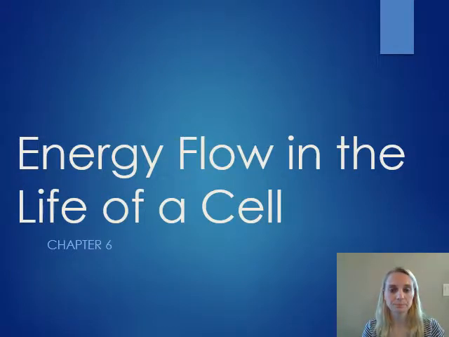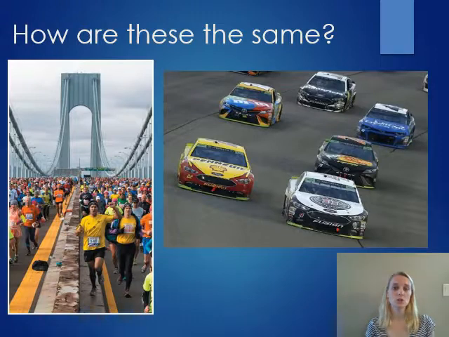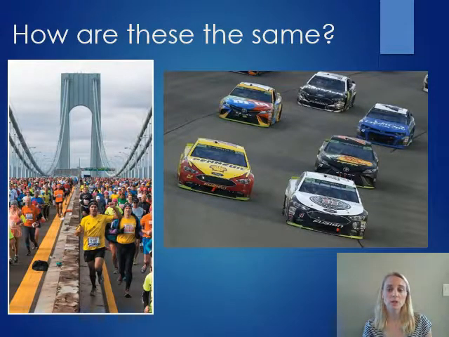Okay, so I have my introductory picture here showing some marathon runners running across a bridge compared to some race cars going around a track. So my question is, how are these the same? What's going on between these living organisms and these mechanical machines? Well, the answer is they're both using energy. They're both utilizing energy, converting energy from one form to the next.